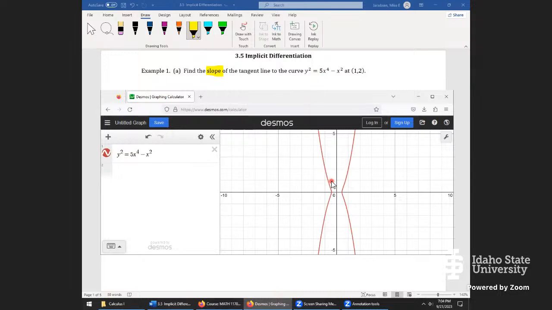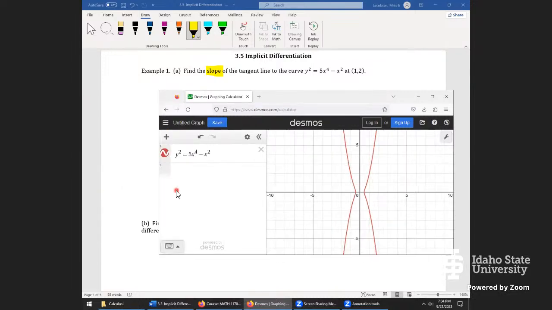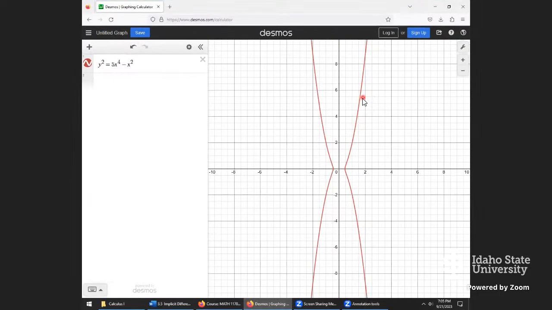This does not pass the vertical line test at all. It means it's not the graph of a function. There's two functions that's really inside there. So that's the kind of conundrum we have to work around in implicit differentiation. It says we want the slope at 1, 2. So that will be right about here.